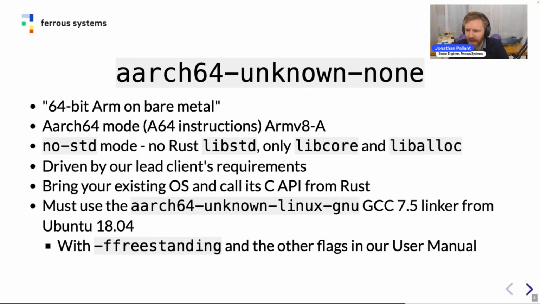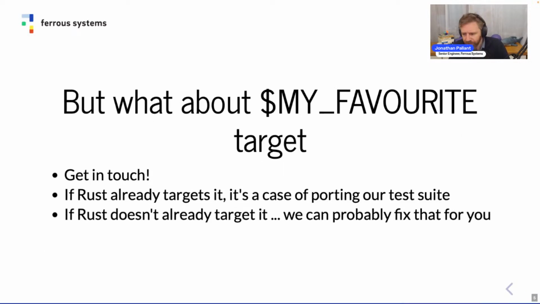Because we're on Ubuntu 18.04, we use the aarch64-unknown-linux-gnu version of GCC as the linker. Yes, it's a Linux linker. That's fine. We can turn off the Linux-specific parts. It works fine as a bare metal linker because that's what Ubuntu 18.04 had. We are looking to expand the set of supported linkers in the future. For now, follow the instructions in the user manual and it will tell you how to set things up.